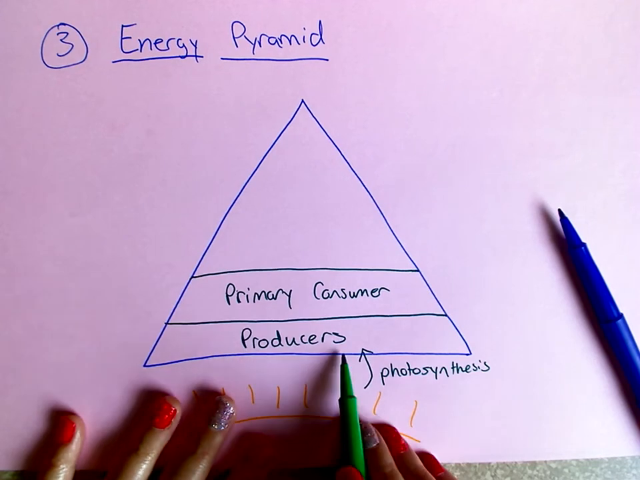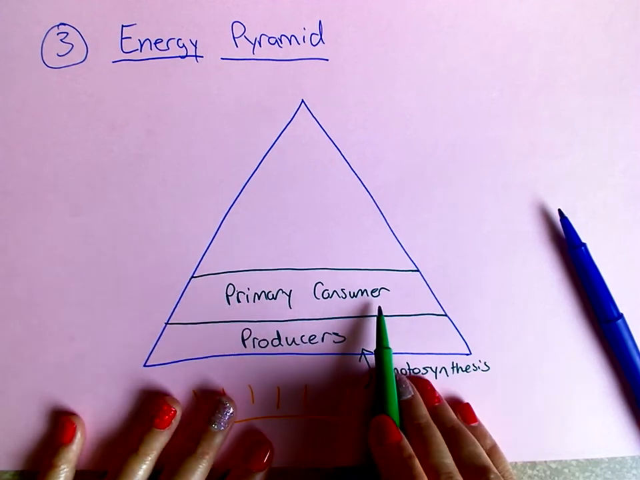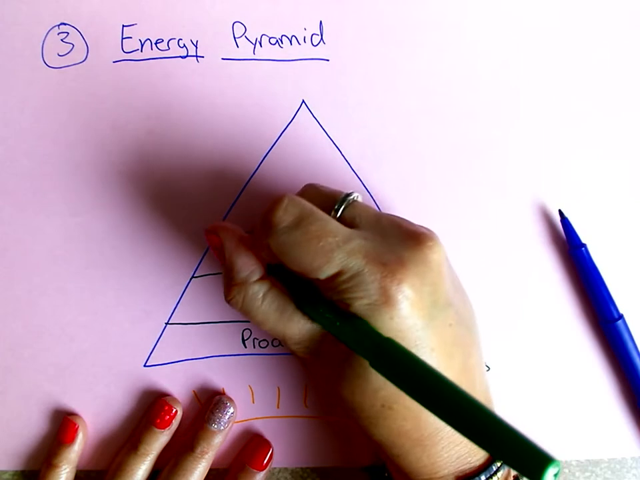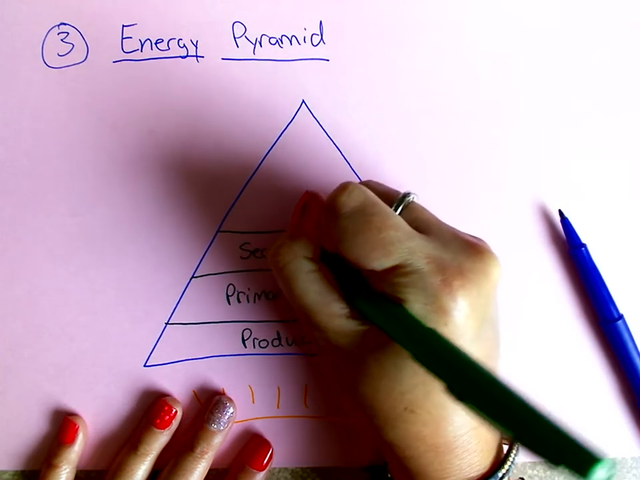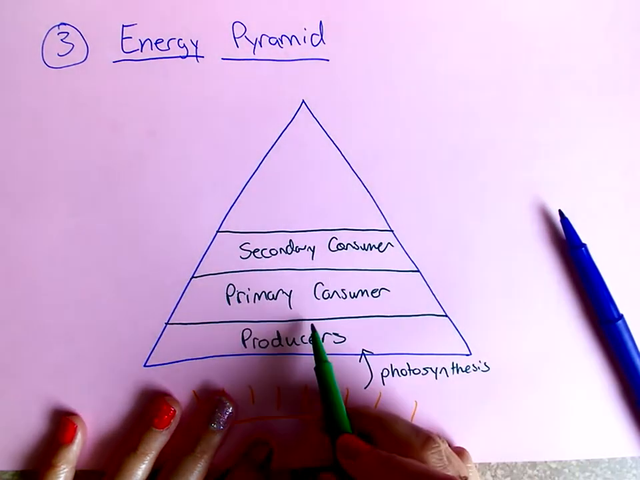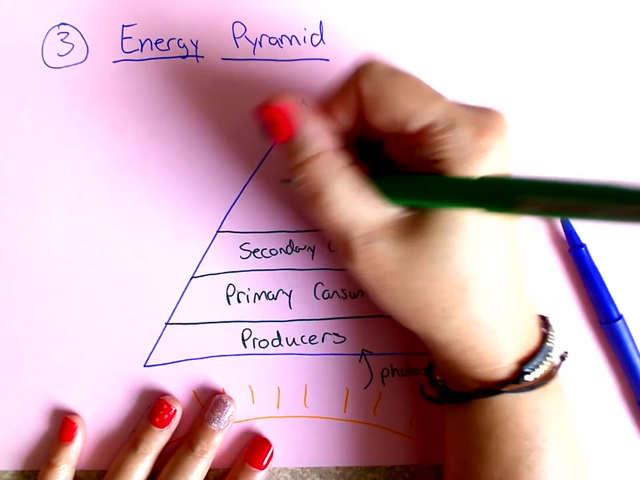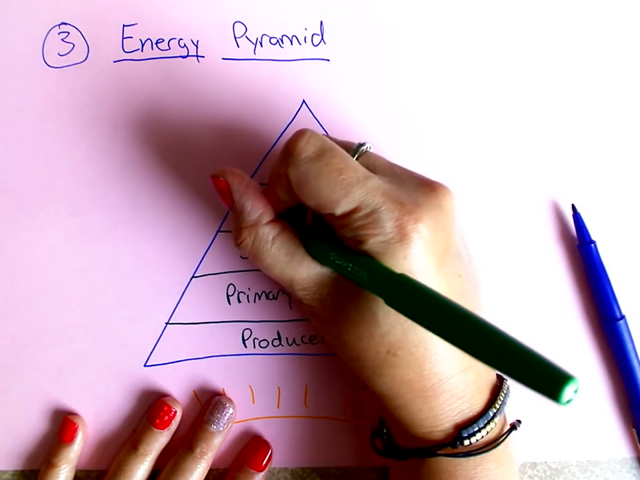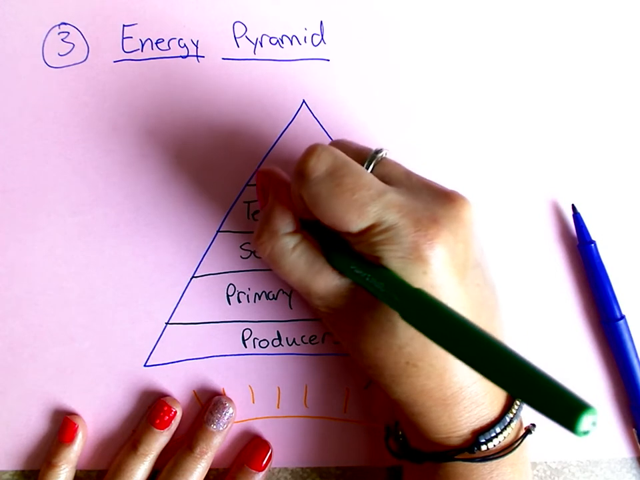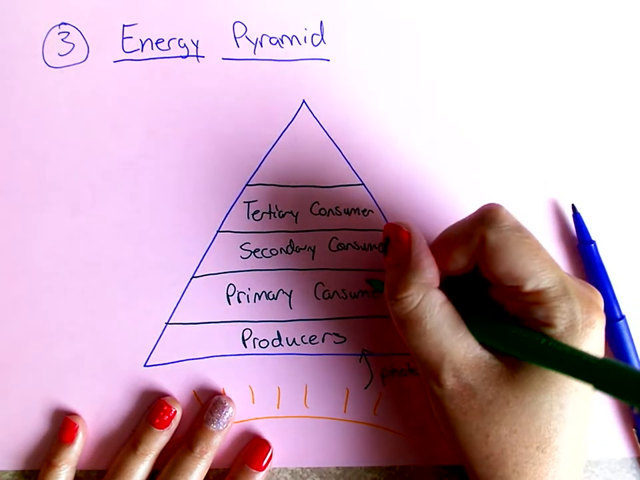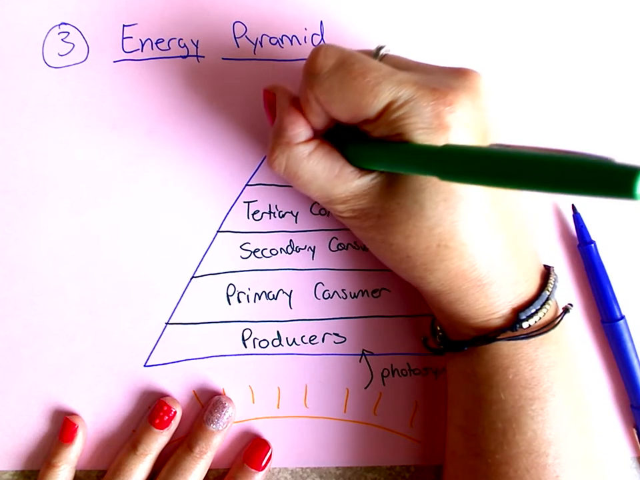So again, producers give the energy to the primary consumer. The secondary consumer is going to eat the primary consumer. And then over here, I'll actually do 4 levels this time. The tertiary will eat the secondary, and then I have the quaternary.